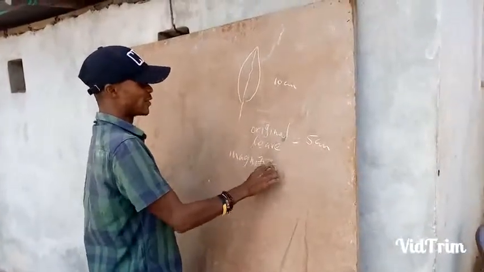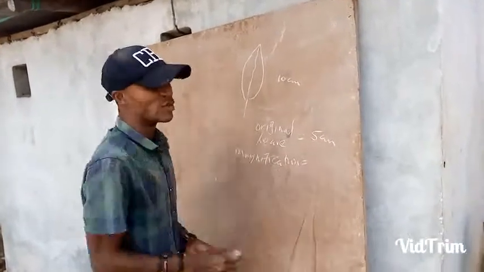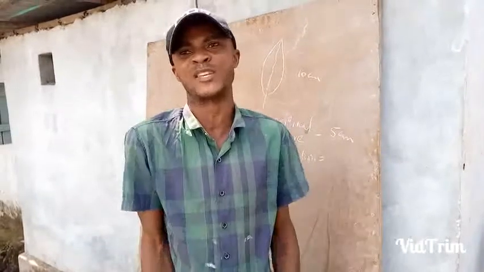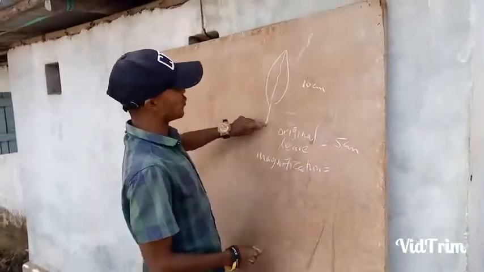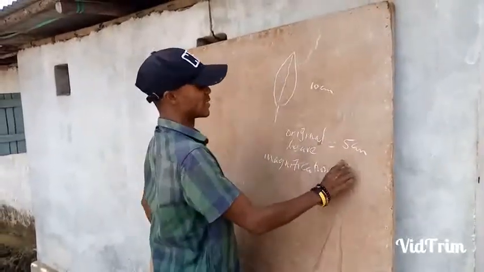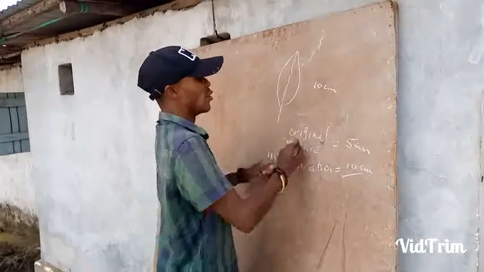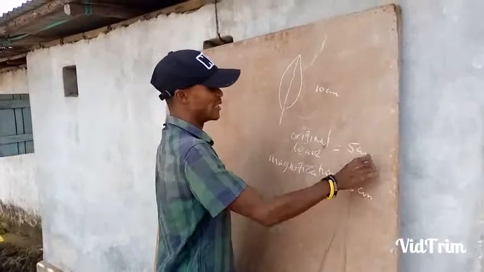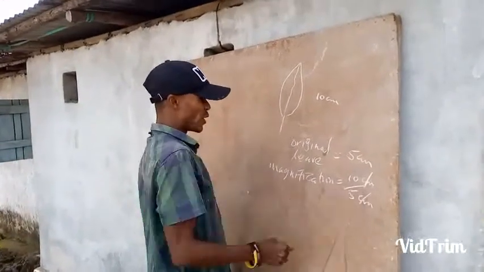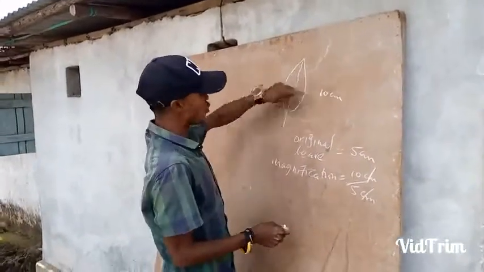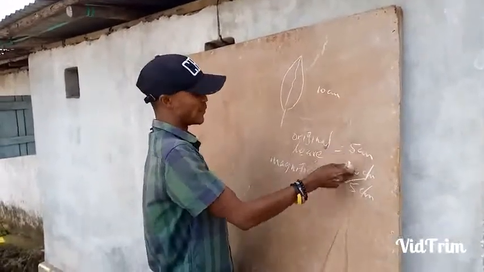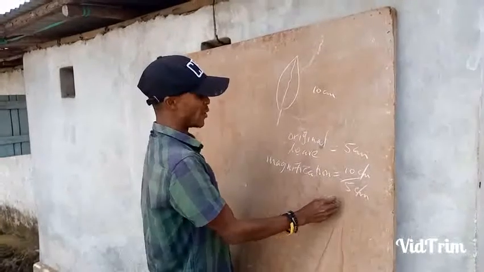anytime I want to get the magnification of the diagram, I will use the length of the diagram drawn divided by the original specimen. Now the diagram I have drawn from here to here, we said is 10 centimeters. I have to divide that by the original specimen. The original specimen is 5 centimeters. I will cancel these centimeters. So the diagram drawn is 10 divided by the original specimen, that is 5. If I divide 10 by 5, I will get 2.